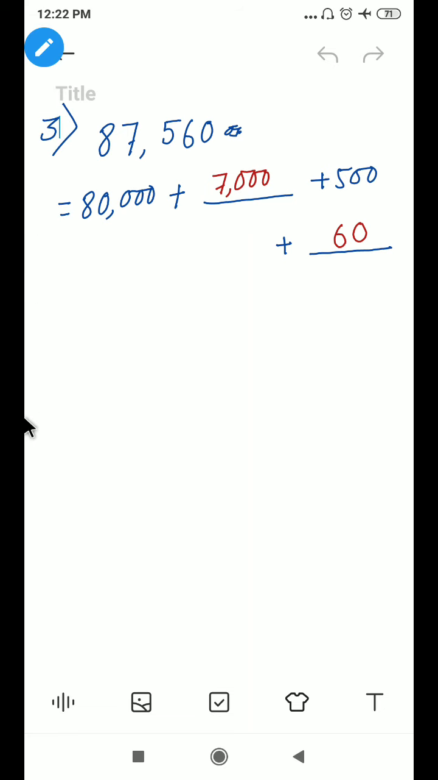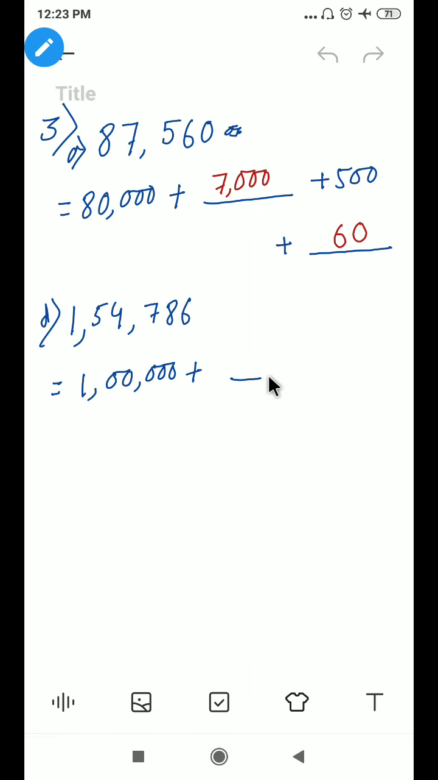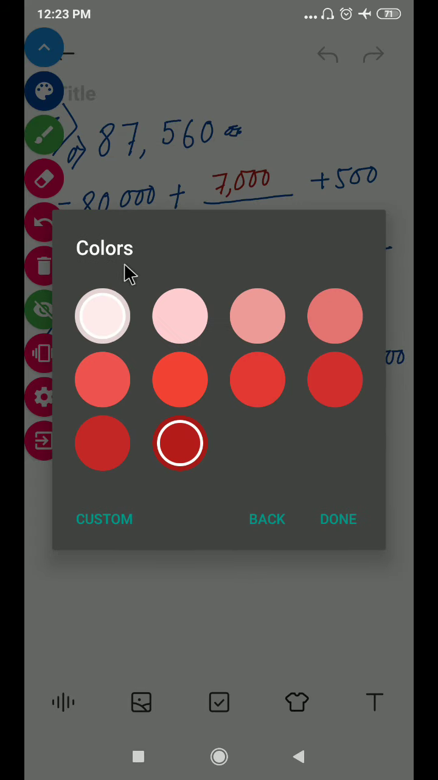Question number D. This is question number A. So question number D is given here: 1,54,786. So the first one is given here, 1 lakh, then one blank space. The second one is given, 4,000, then again one blank space, then 80, then plus 6. Now you have to fill in these blank spaces.